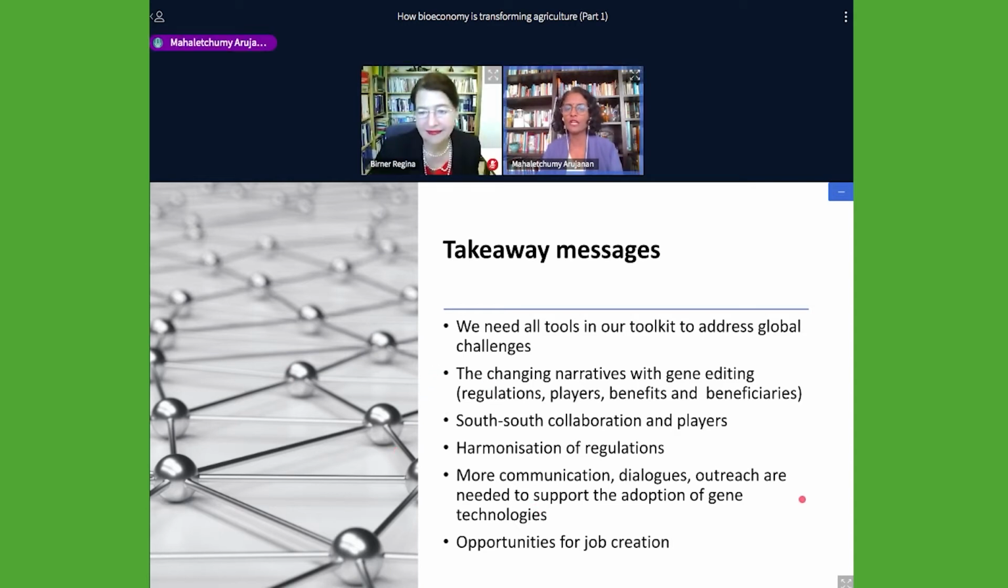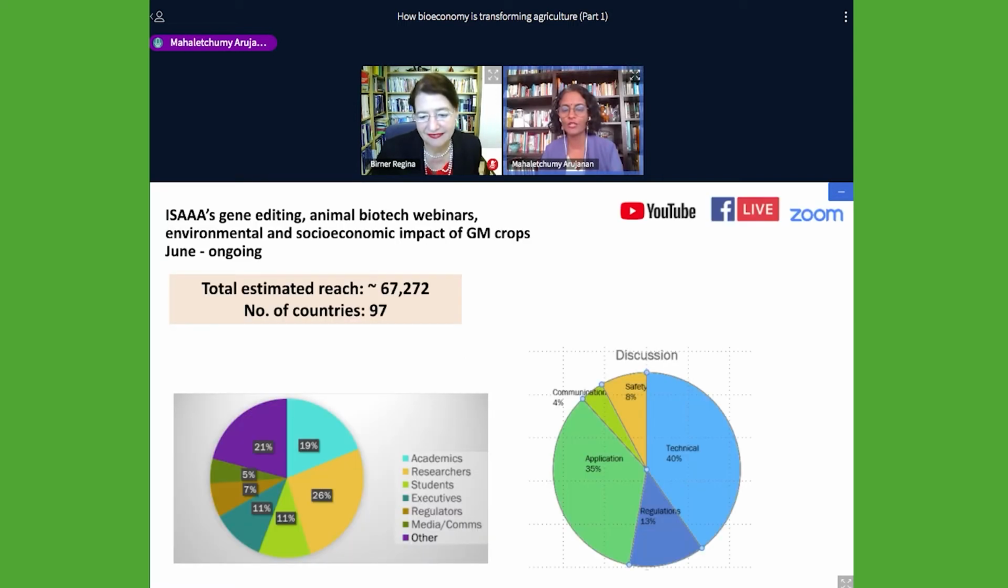So the takeaway message is we need more tools in our toolkit, both the new ones and the old ones. We need to change the narratives and we need more South-South collaboration, harmonization of regulations among all countries, and communication dialogues, outreach programs, and all these also for opportunities for job creation.